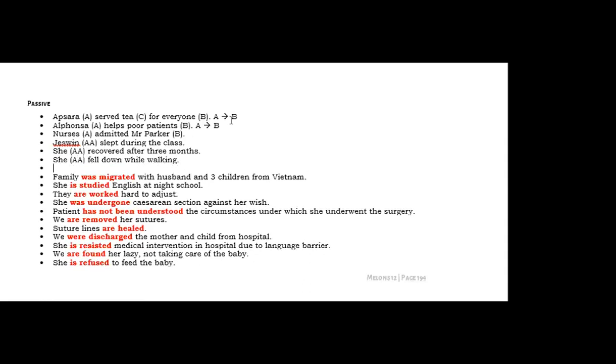Okay, then Jayamati understood the logic. Here, she is doing the action. Jayamati is doing the action. Is she understanding herself or is she understanding something else? No, she is understanding the logic of something else, right? So there is a bit of A to B here. So wherever A to B is there, you can convert them into passive voice. Now I'll show you how. This is an A to B one.